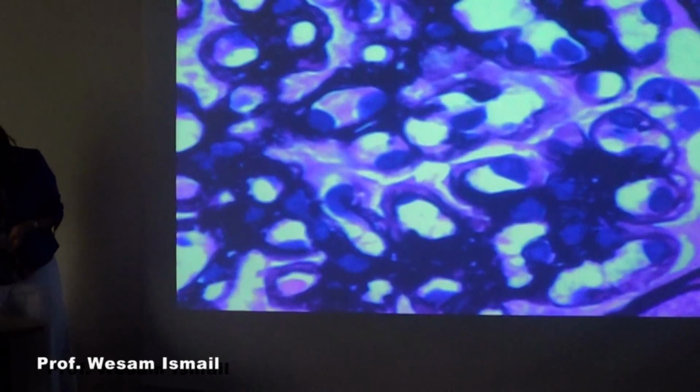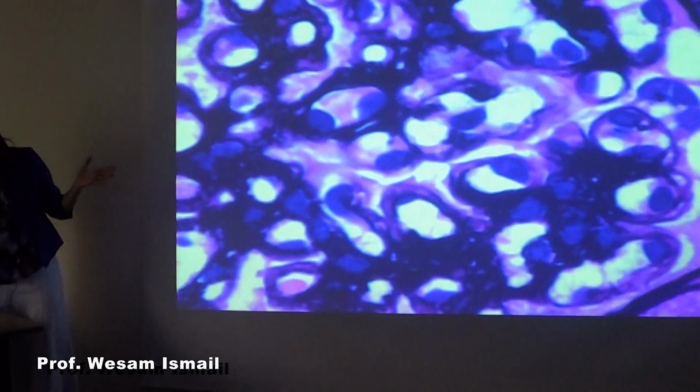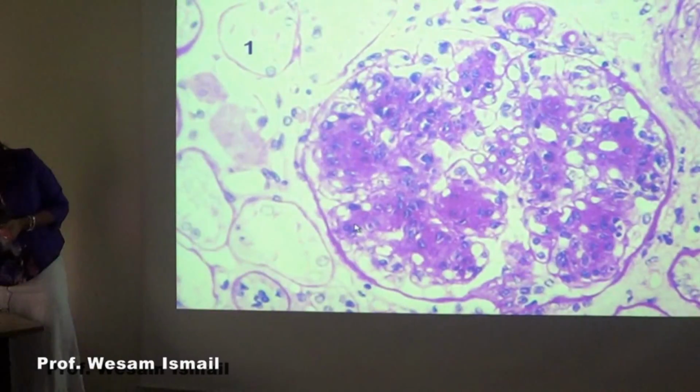This is another example of MPGN, and this is a nice silver stain which shows you again the duplication of the basement membrane and actually the deposits which are there.